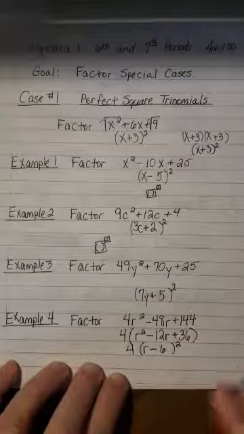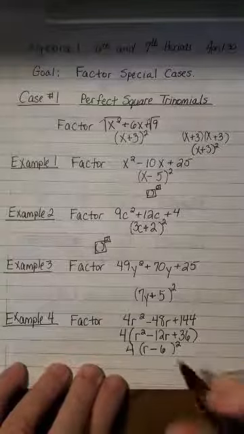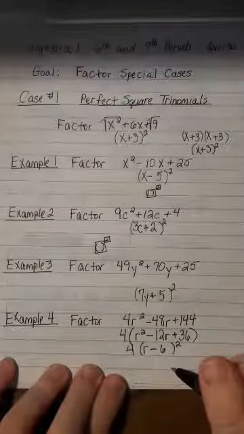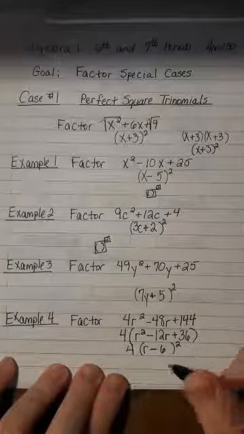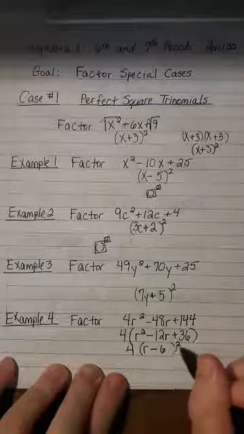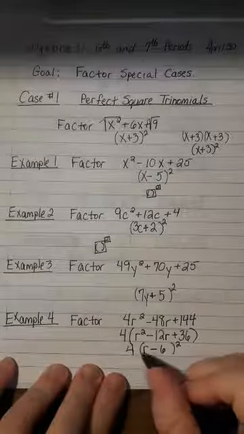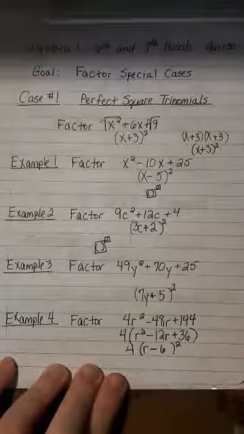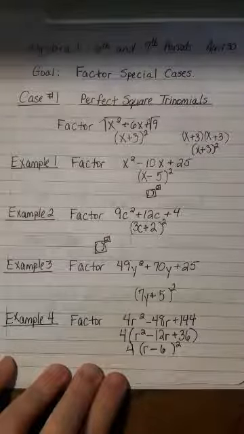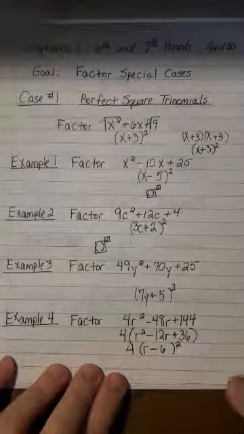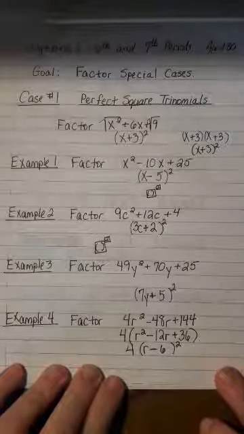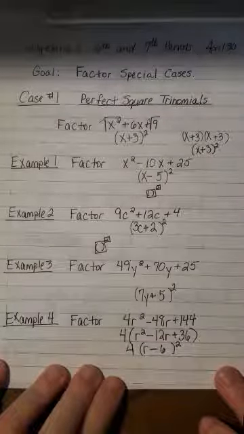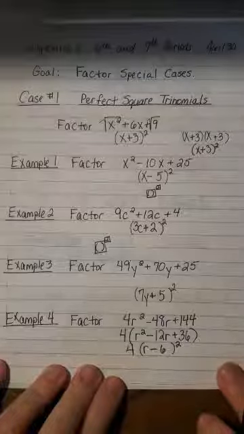Now, it's a little tricky when you enter this on your IXL. It might be easier to do the r minus 6 squared and then just move your cursor to the front of it and put the 4. Alright, that's all there is to the first case, perfect square trinomials. That's what we just did.